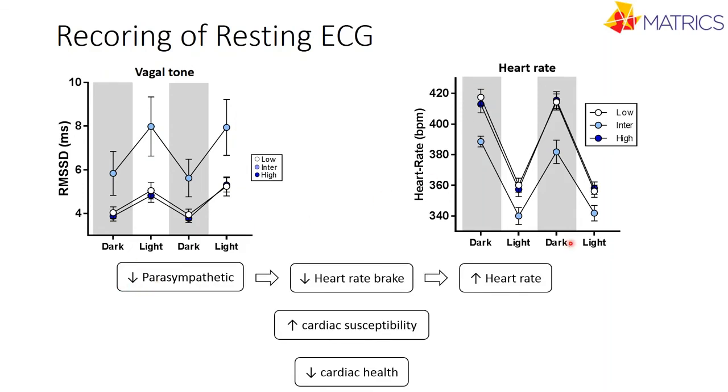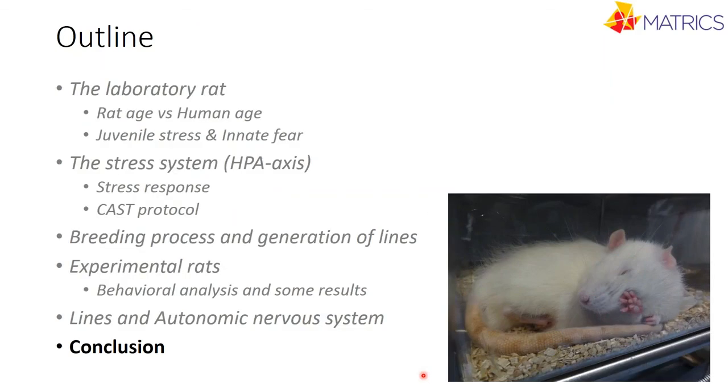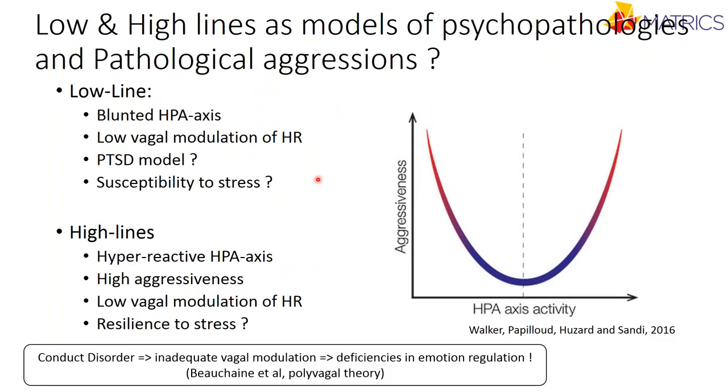This was related with a significant increase in resting heart rates for both extremes. So the link between the vagal tone and the heart rate is pretty easy. If we have a decrease in parasympathetic system, we have a decrease in what we call the heart rate brake, so the heart rate is higher. But most interestingly, as I said before, this is an indication that in both the low and the high lines, there is a cardiac susceptibility and a decrease of cardiac health.